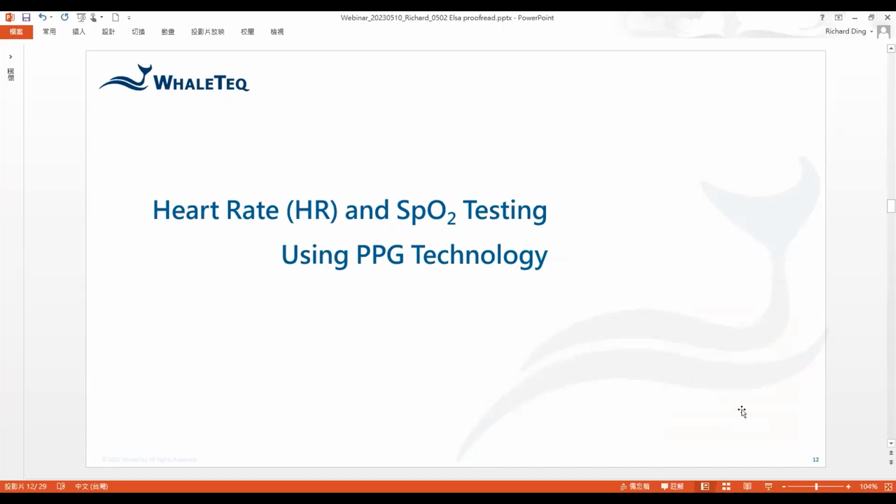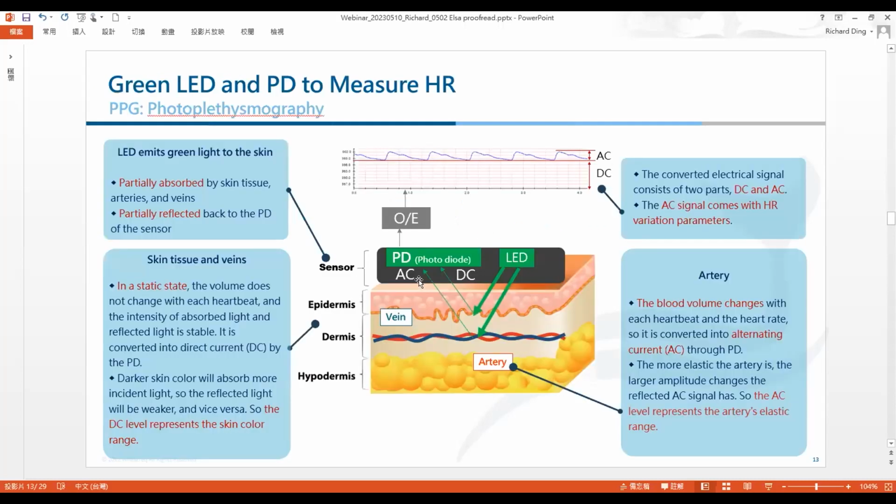Then we'll go to the second topic. The second topic is the heart rate and SpO2 testing using PPG technology. Okay, so here PPG means photoplethysmography. This means using light to detect the target volume change.